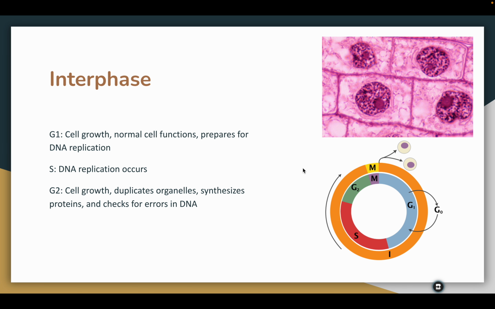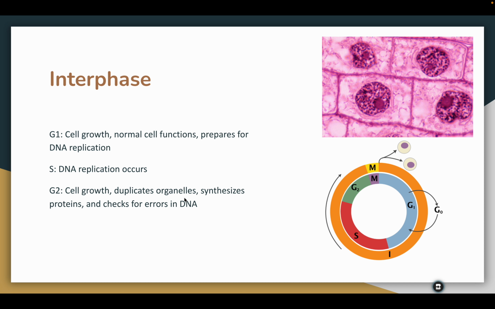But what we're going to do is unpack very quickly, once again, what happens in G1, S, and G2. So in G1, the cell is growing, it's got those normal functions, and it's preparing for what is known as the S phase, DNA replication. So the S phase, like we said, is DNA replication. We're copying that DNA in the S phase. And then once we're done with the S phase, we're going to jump into G2. This is where normal cell growth is going to occur.